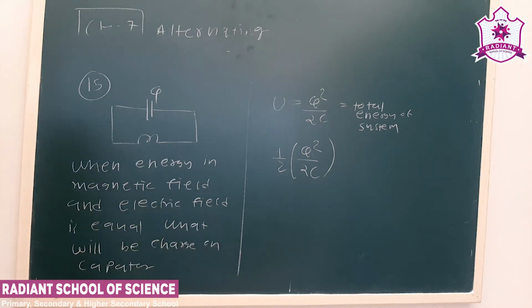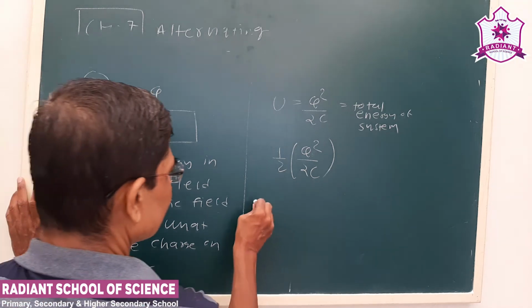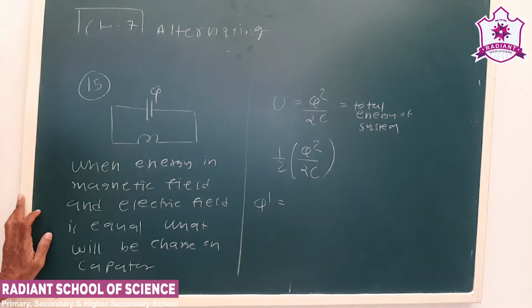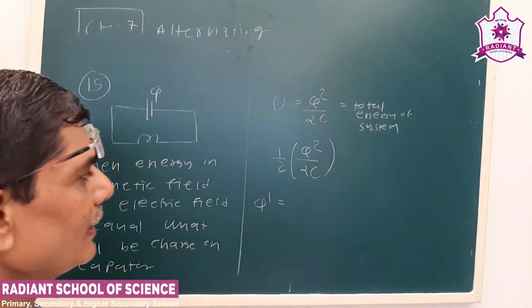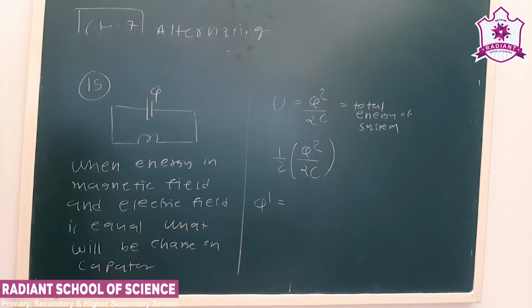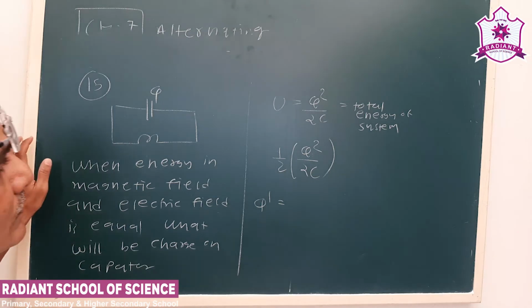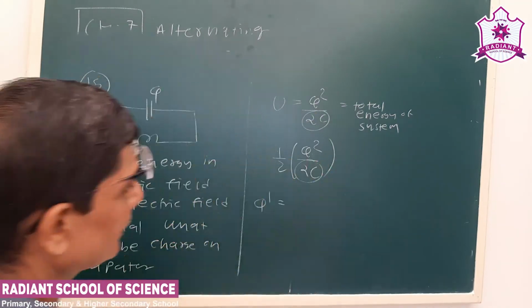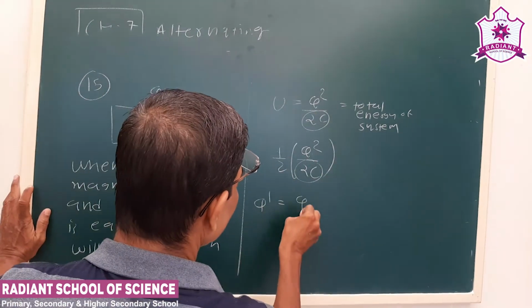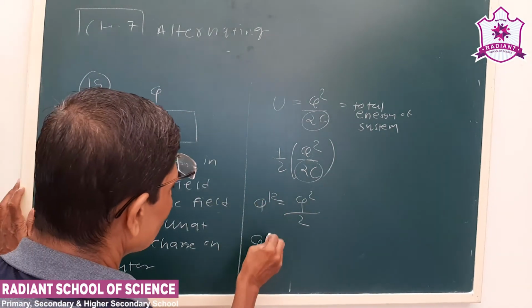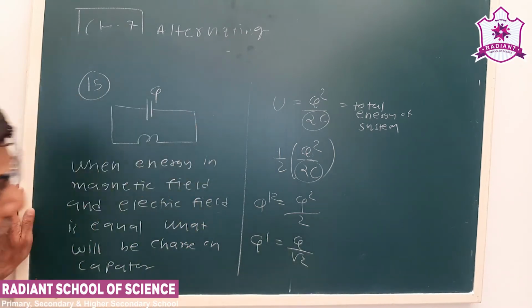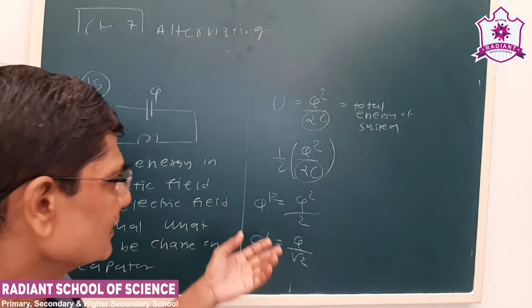At that time, let us say the charge is Q dash. Okay. Now, see here we can say Q dash square by 2C. We have to write the charge when the energy become equal. Okay. So see here C is constant. So Q dash square is Q square by 2. So Q dash will be Q upon root 2.